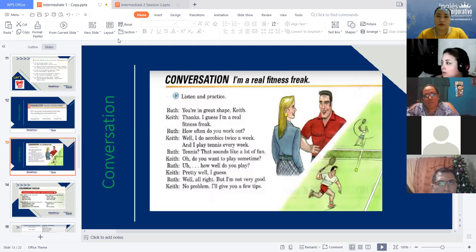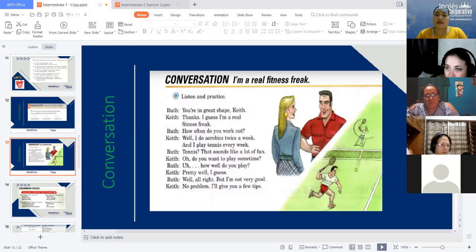Page 39, exercise 10. Are you able to listen to it? Yes. Are you able to see the presentation with the conversation? Yes. Good. I'm a real fitness freak.